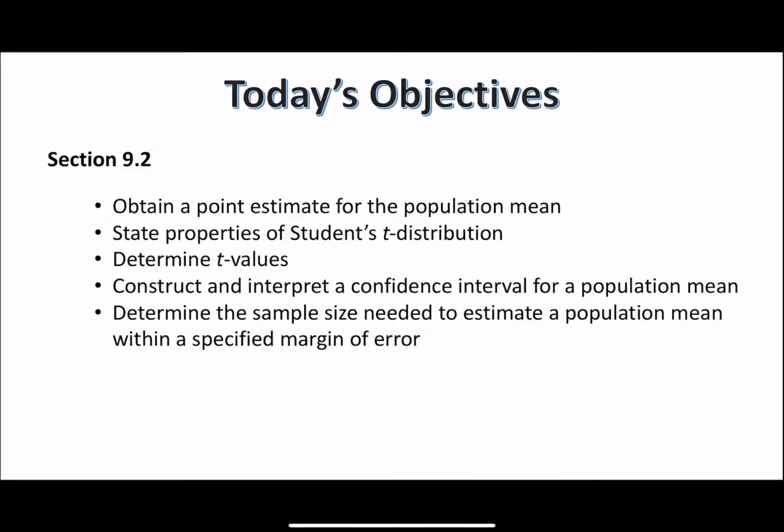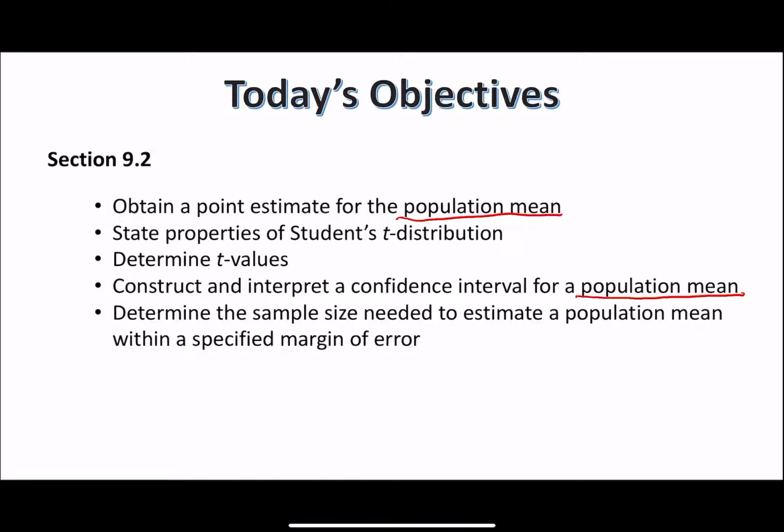So we're going to be obtaining a point estimate for a population mean. So here's a difference right here. State properties of students' t-distribution, determine t-values, construct and interpret a confidence interval for a population mean. We did population proportion in 9.1. We're doing population mean in 9.2. So 9.2 is a lot like 8.1, or it builds on what we did in 8.1. And we're going to determine the sample size needed to estimate a population mean with a specified margin of error. So instead of working with population proportions and p-hats, we're going to be working with population means here.